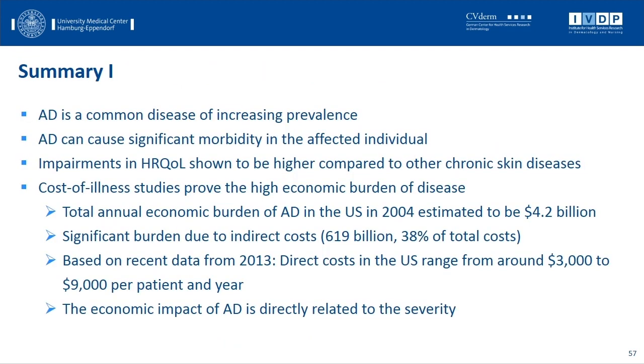So I like to summarize that atopic dermatitis is a common disease of increasing prevalence and can cause significant morbidity. Impairments in health-related quality of life have been shown to be higher compared to other chronic skin diseases. And cost of illness studies proved the high economic burden of atopic dermatitis. There is especially burden due to indirect costs. And based on recent data from 2013 in the US, the cost for atopic dermatitis range between $3,000 and $9,000 per patient per year. And the economic impact of atopic dermatitis is directly related to the severity of the disease.